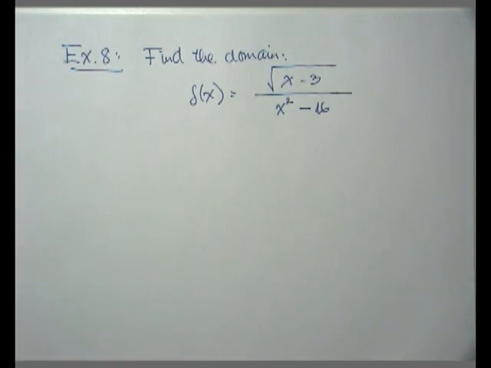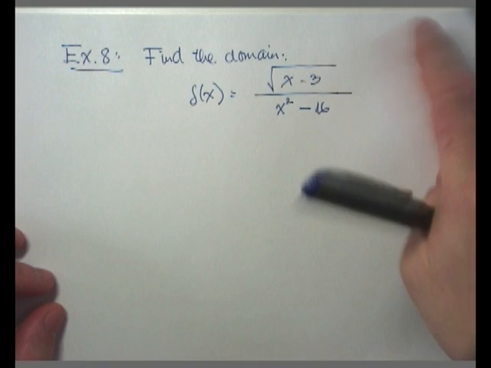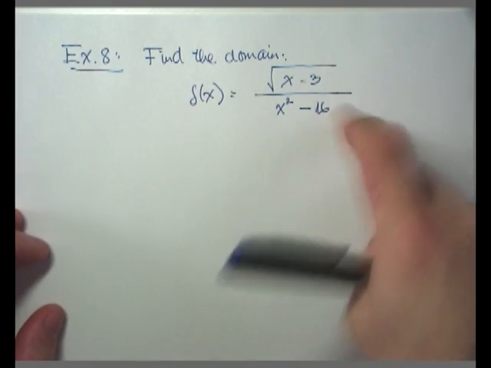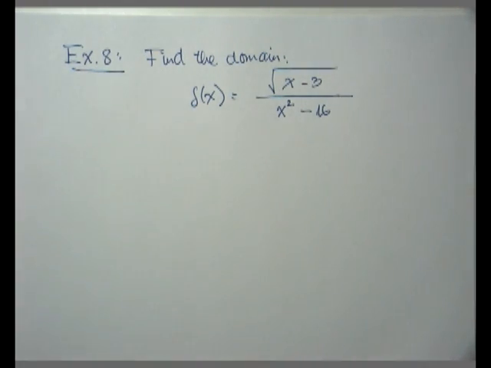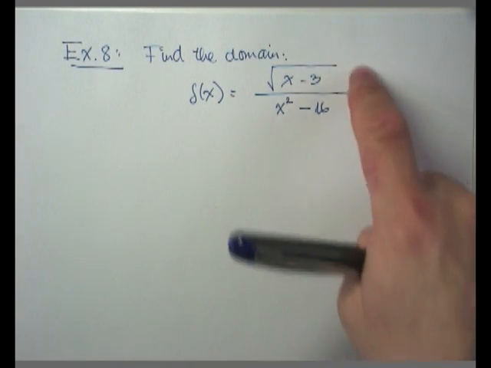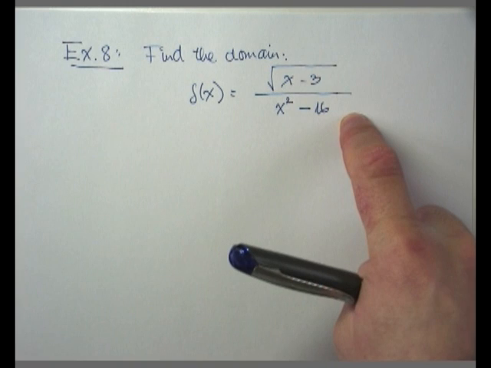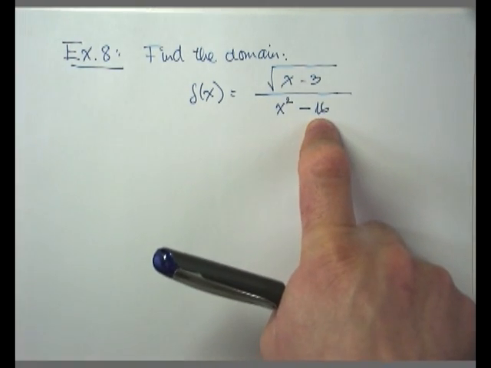In this function, I have a combination of the two concerns together. I do have a square root, and I do have a fraction. Here x squared minus 16 is the denominator of the fraction. So now I need to look for the domain appropriate for the two concerns all together, and then blend the two domains together to find the finalized version of the domain.